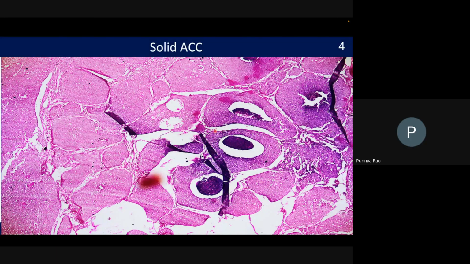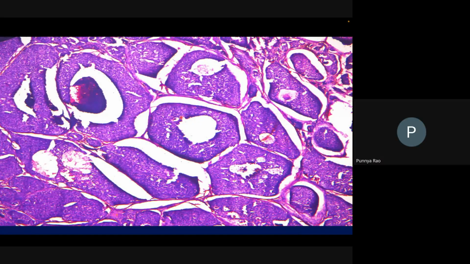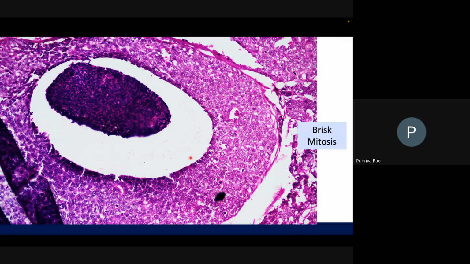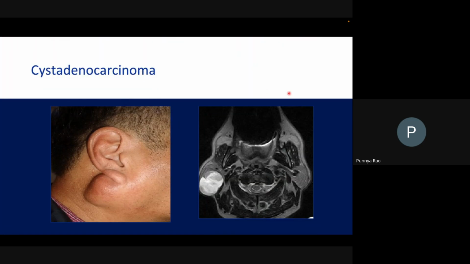You can see these cells again, they are dark, hyperchromatic. In the solid variant, you can, to a certain extent, identify some pleomorphism, in the sense you can have these prominent nucleoli, presence of atypical mitosis, and slight pleomorphism is something seen in a solid variant. Otherwise, it is a deceptively bland neoplasm. You can see a lot of mitosis here. So there is brisk mitosis and this comedonecrosis, which suggests it is a very high grade malignancy. So this is a solid variant of ACC.